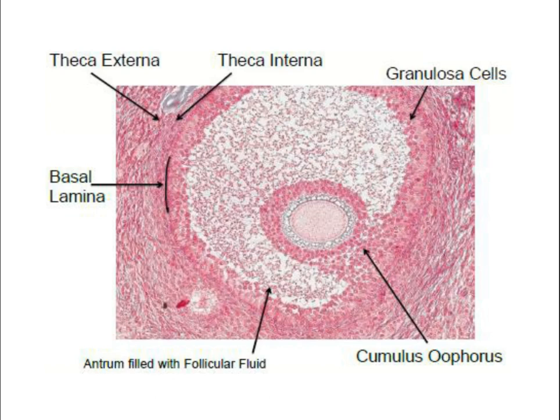Here's another view of a mature or Graafian follicle, a big antrum filled with the follicular fluid. The oocyte protrudes into the antrum, and the granulosa cells make this mound called the cumulus oophorus. And if you see these granulosa cells, they are very uniform around the antrum. Now, the basal lamina separates the granulosa cells from the thecal layer. The theca interna, which is highly vascularized, is just outside the basal lamina, and outside of the theca interna is the theca externa layer.